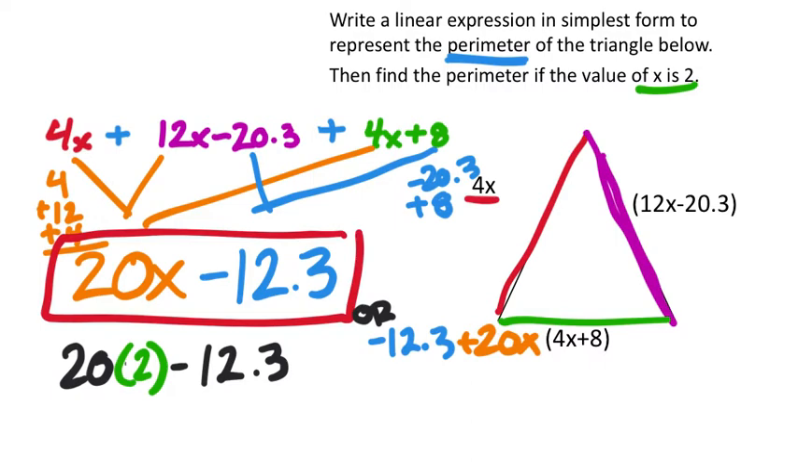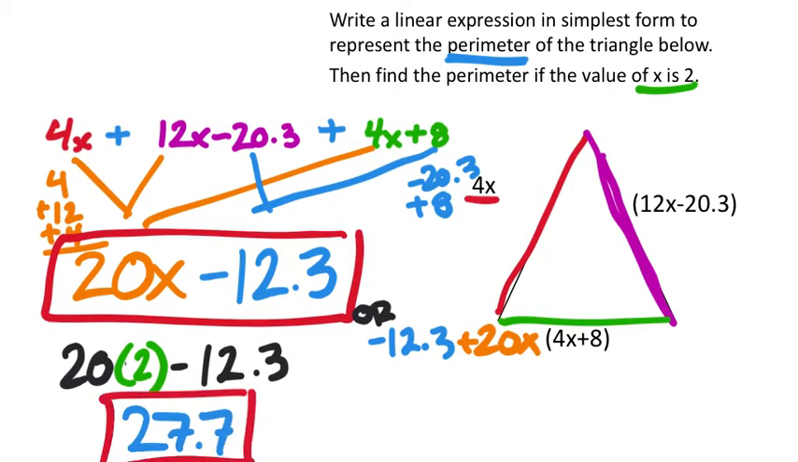And the calculator tells me that when this is simplified, it ends up being 27.7. And that would be my second answer for this problem, okay? Two different answers for this same problem.